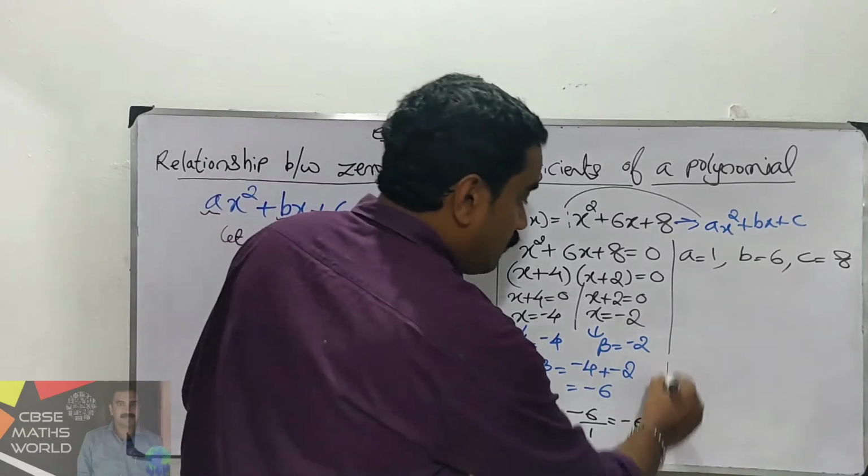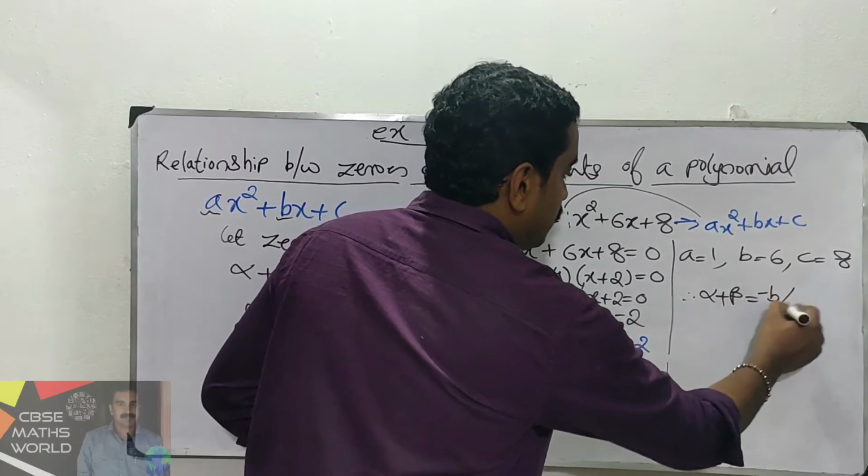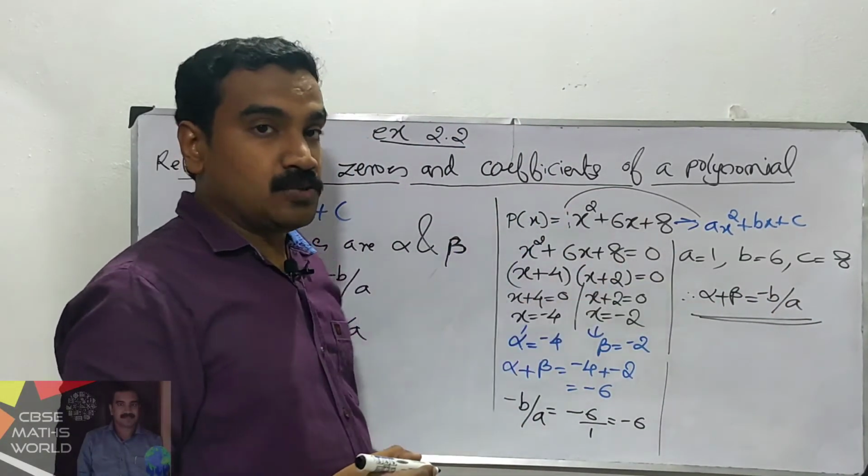So we can write, therefore we can write alpha plus beta equal to what? Minus b by a. It's very fine. So we verified alpha plus beta equal to minus b by a.